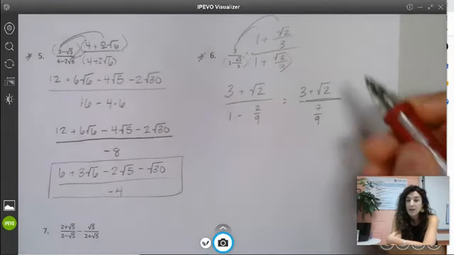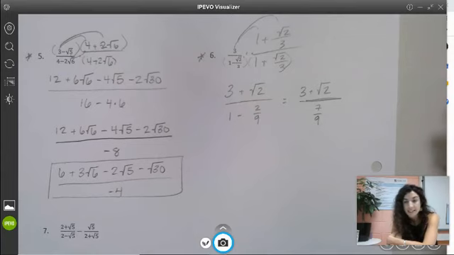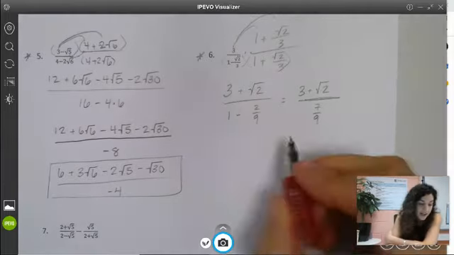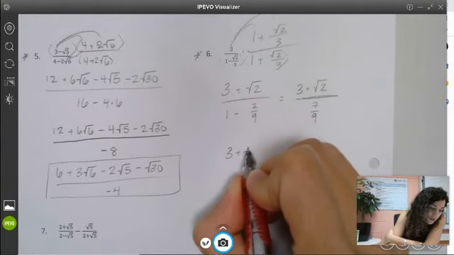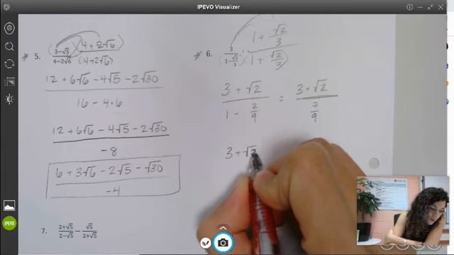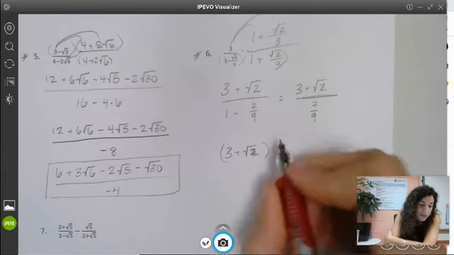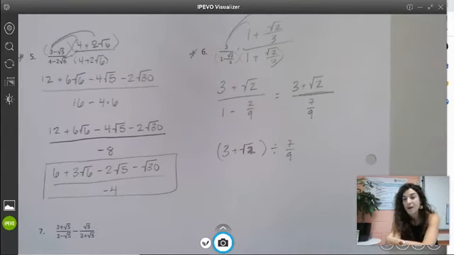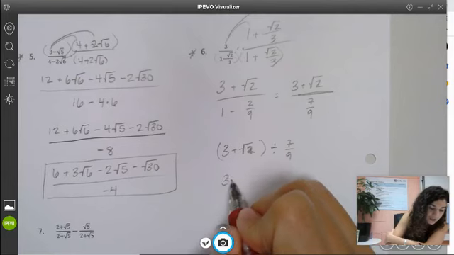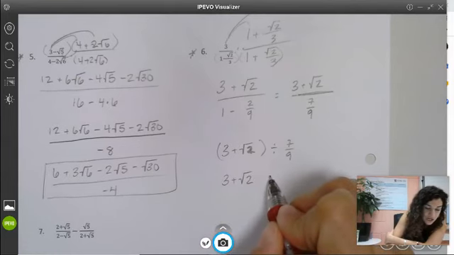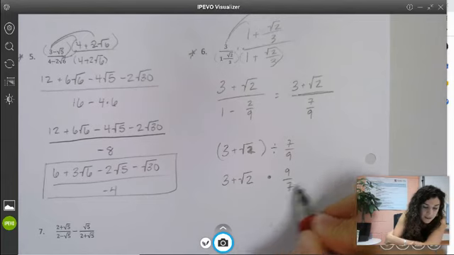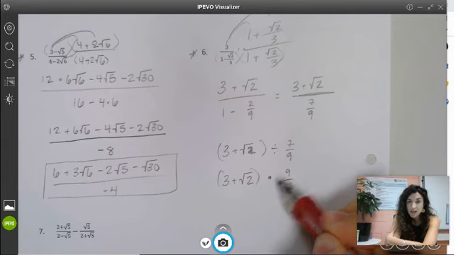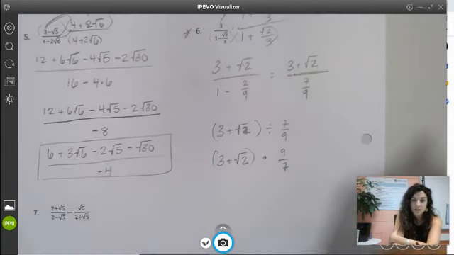Okay, we need to remember that fractions are just division problems in disguise, because we really don't like that we have a fraction here in the denominator. I bet a lot of you are like, ooh, I don't like that. So what I'm going to do is I'm going to do 3 plus the square root of 2. I'm going to represent it as a division of 7 over 9. And if we remember, when we are dividing fractions, we have this thing that we call keep, change, and then flip, where we keep the first term, we change the division to a multiplication, and then we flip our second term, which is a fraction.